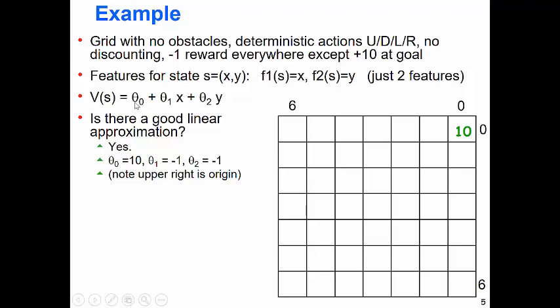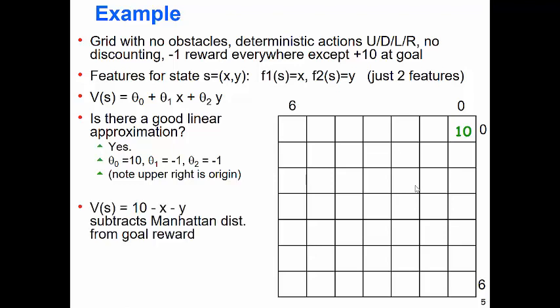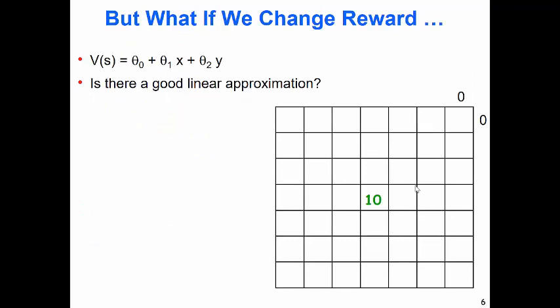And this is going to start with 10 as our baseline and then subtract off the Manhattan distance, which is the sum of the coordinates. And just to make sure it's not confusing, this is 0, 0, and that's why the Manhattan distance works. So your goal is at 0, 0. All right, so that's pretty straightforward.